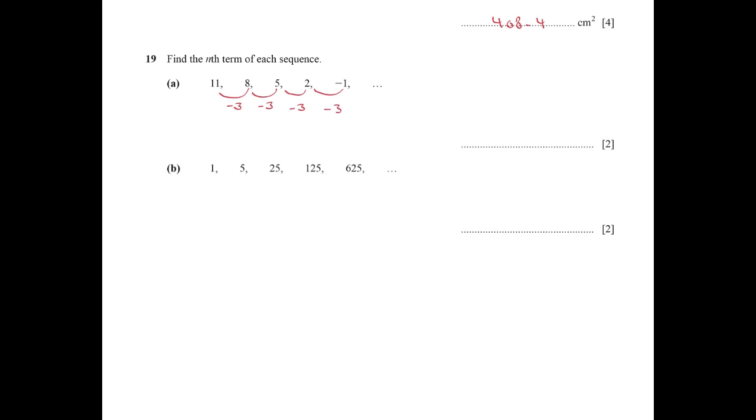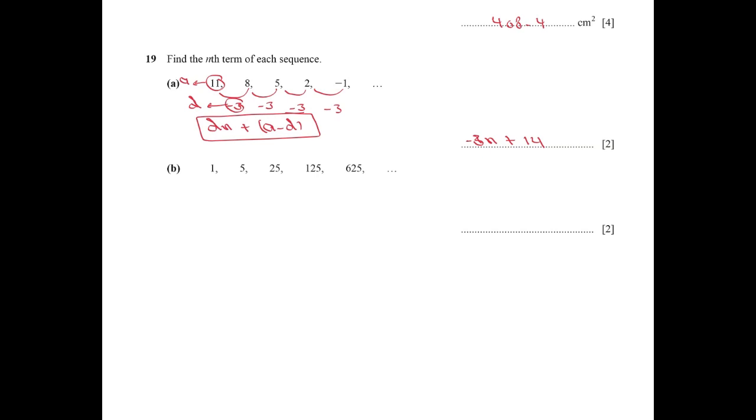Its rule is dn plus a minus d, where d is the common difference and a is the first term. So the answer will be negative 3n plus 11 minus negative 3, which means 14. dn plus a minus d. This is the rule of this sequence.